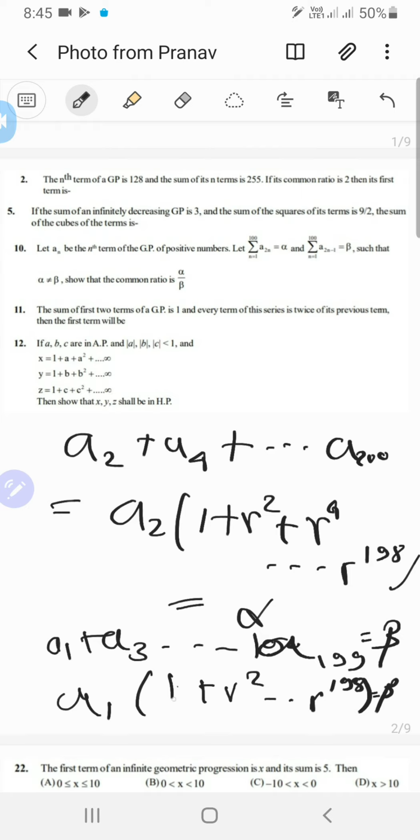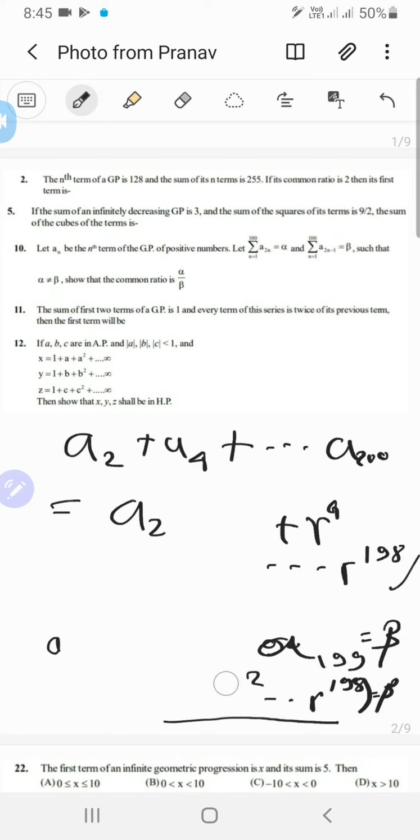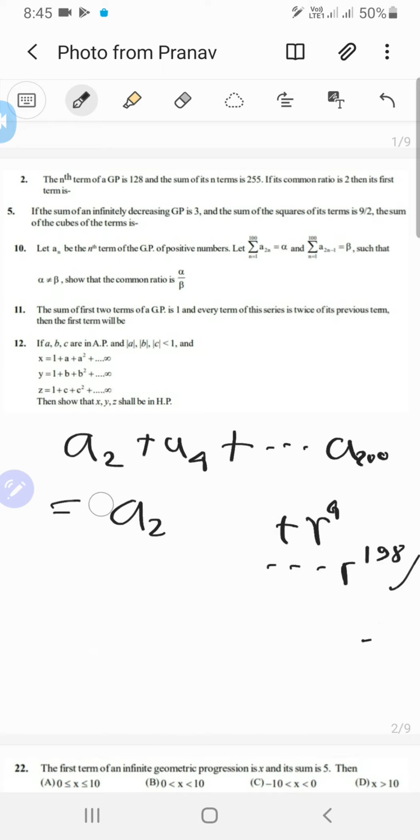So this is obvious. You just divide these. These factors will get cancelled. You get a2 upon a1, which is equal to the common ratio. So you will just get alpha upon beta is equal to the common ratio. That's easy to show. Okay, let's go to the next question.